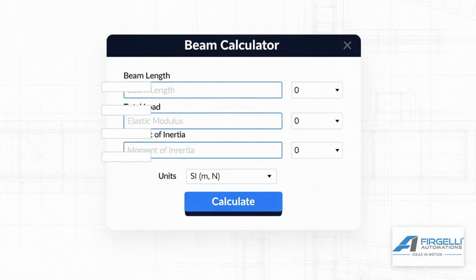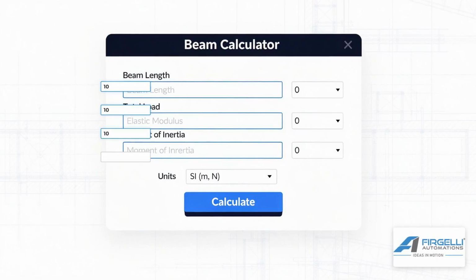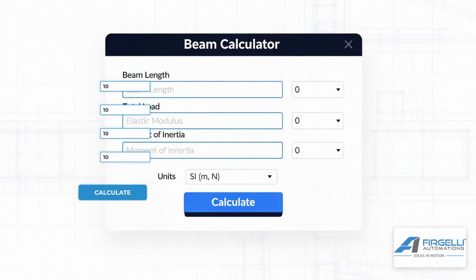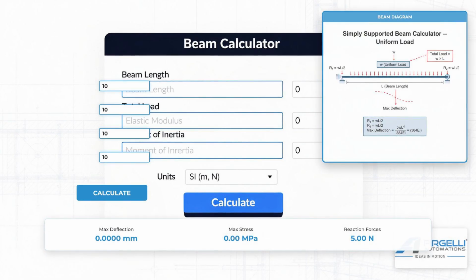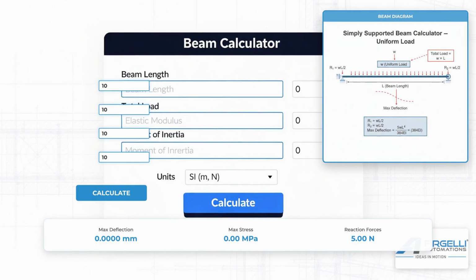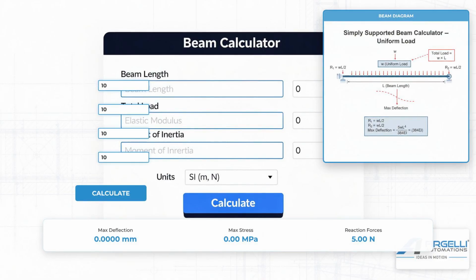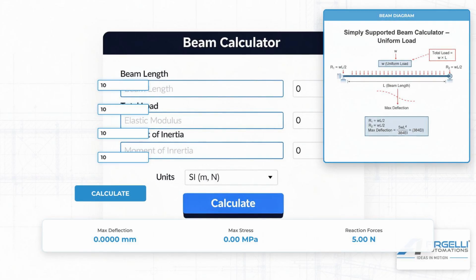For our example, I'll enter 10 for beam length, 10 for total load, 10 for elastic modulus, and 10 for moment of inertia. After clicking Calculate, here are our results. Maximum deflection is 0.000 millimeters, indicating minimal beam deformation. Maximum stress reads 0.00 megapascals, showing the peak stress in the beam. Reaction forces are 5.00 newtons each at both supports, which equals half the total load as expected for symmetric loading.